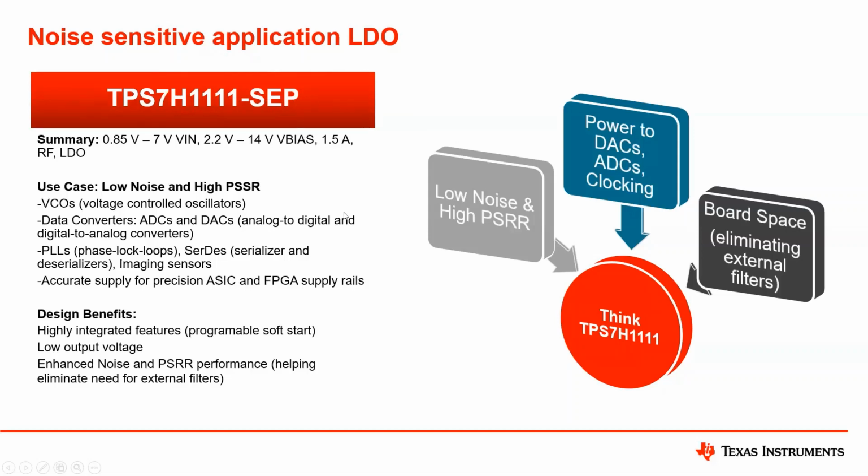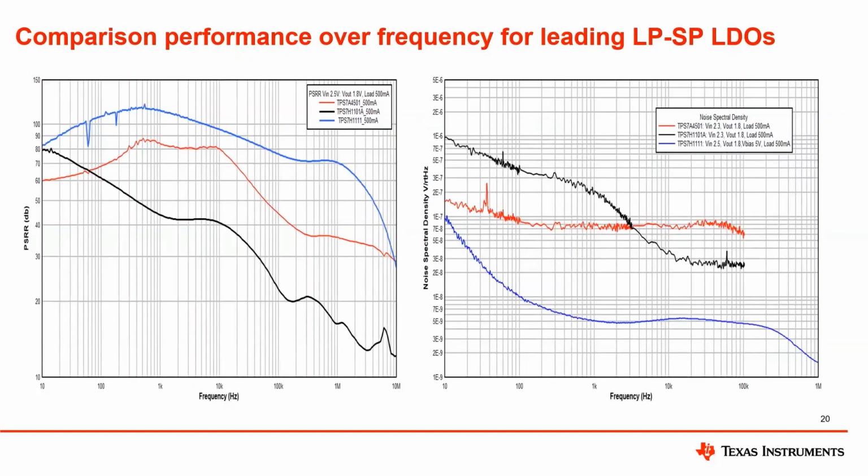So as mentioned before, this is really good for use cases that need low noise or high PSRR, a very good companion part when trying to power ADCs, DACs, any type of phase-locked loop implementations, any type of cleaning up of clock jitter or phase noise jitter on clocks. And really, I think the best slide that showcases this is this.